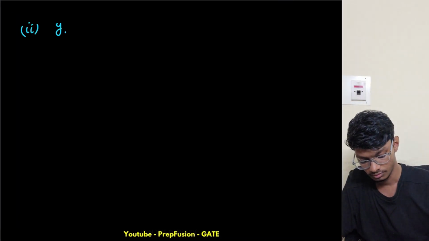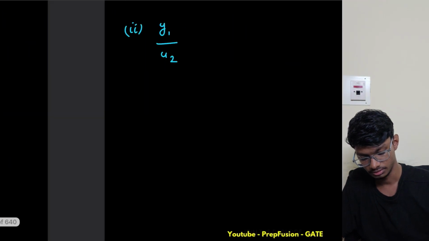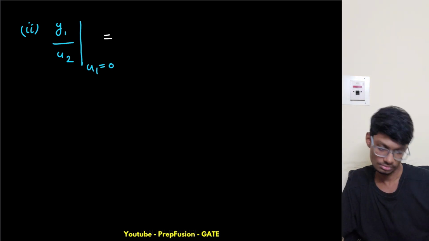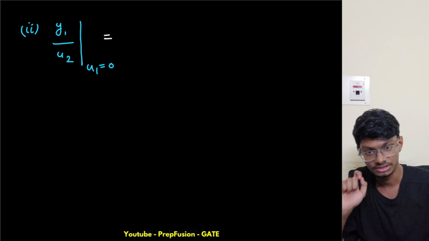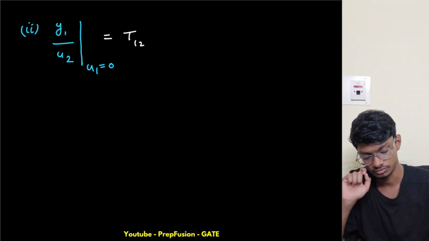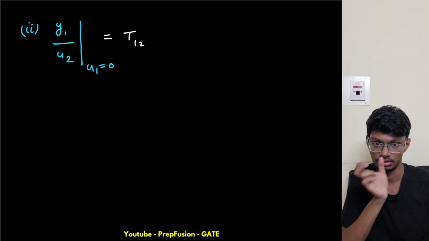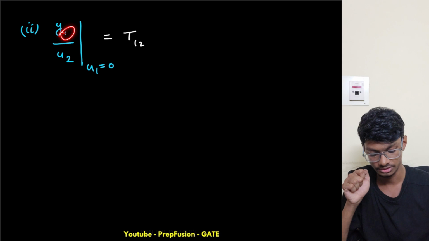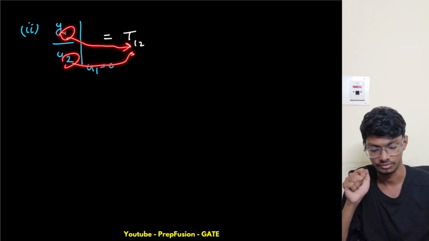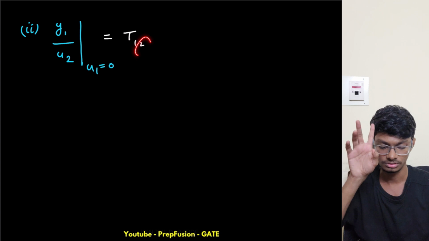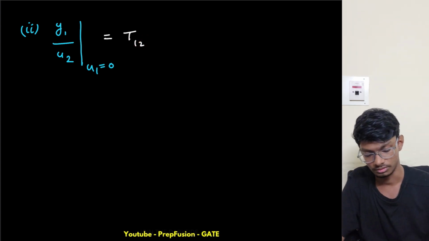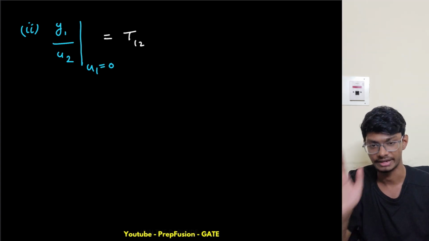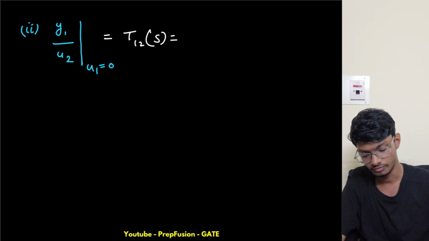Now you go for y1 upon u2, when u1 is 0. If u1 is 0, what do I get? What transfer function element does this represent? This represents the y12, you just write like this. To remember, the first number will come over here and the second number over here. This means first row, second column. Conceptually what this means, I will tell you after expanding the equation. So T12 of s, what is this?